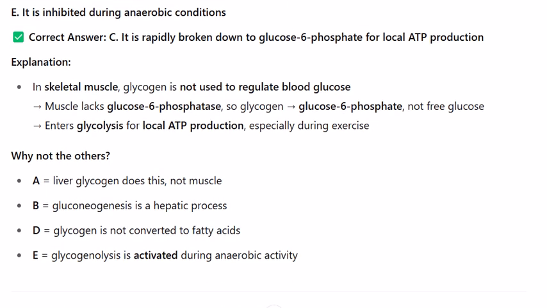Why not the others? A: liver glycogen does this, not muscle. B: gluconeogenesis is a hepatic process. D: glycogen is not converted to fatty acids. E: glycogenolysis is activated during anaerobic activity.